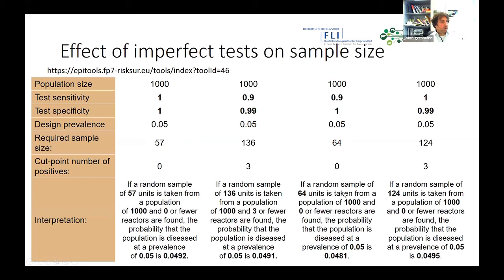First look at the third column. If you have a sensitivity of 90%, you need a sample size of 64 animals. If you have a specificity of 99%, you need a sample size of 124. And you have a cut point number of positives of 3, meaning that only if you have more than 3 positives, you can be sure that the prevalence is above 5%.